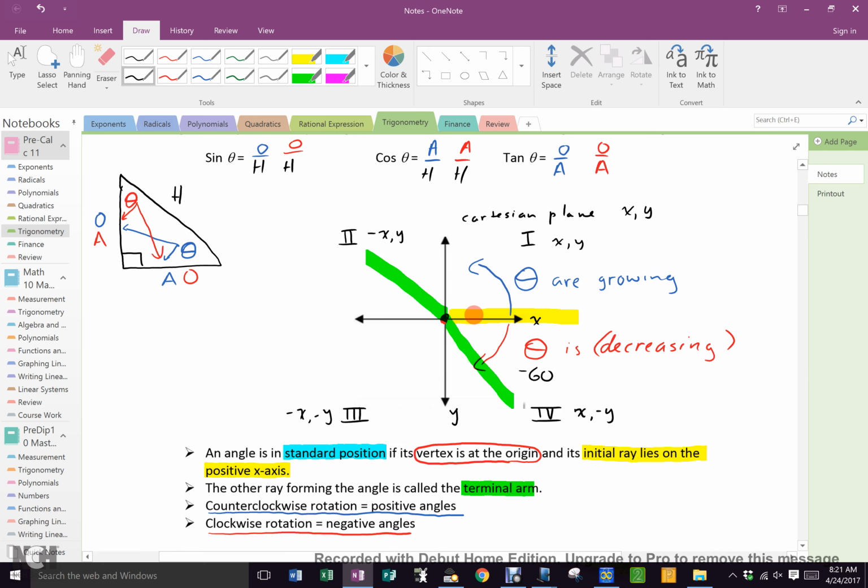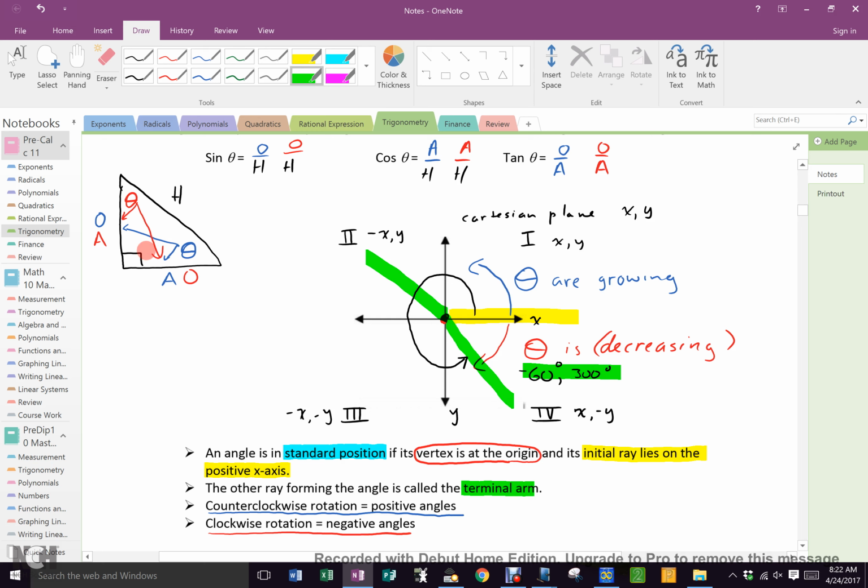300. Because if I go this way, 90, 180, 270, and that last 30, it's also 300 degrees. Is everybody cool with that? That's kind of the newest thing that you've got to wrap your head around in grade 11, that angles can go in a full circle. Up till now, you've only dealt with one quadrant, yes?